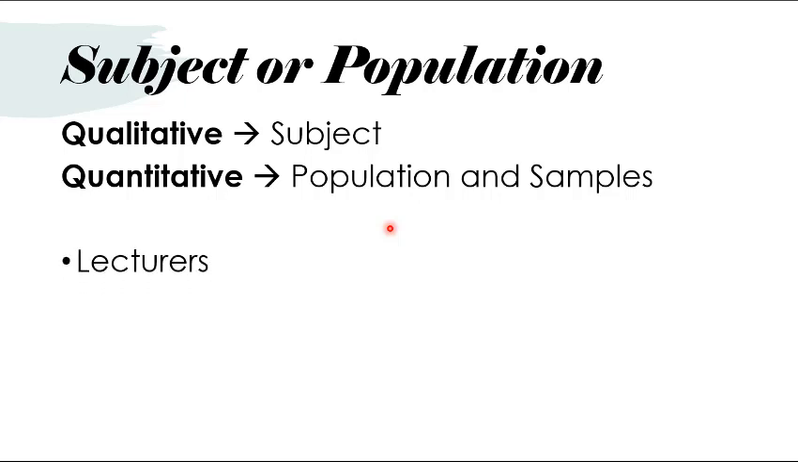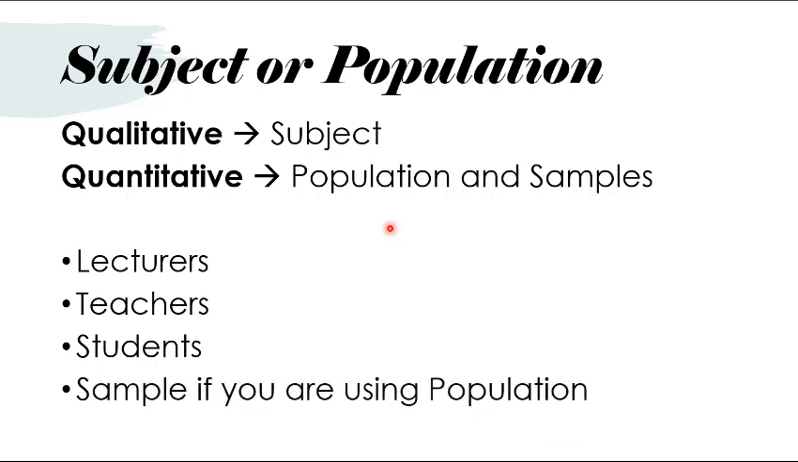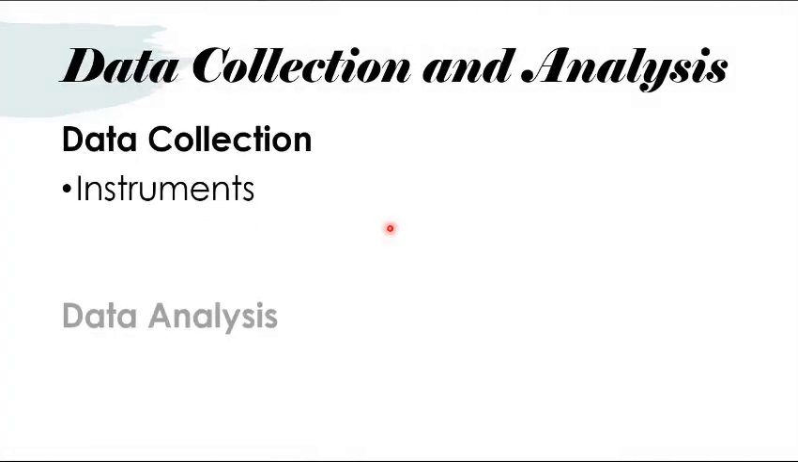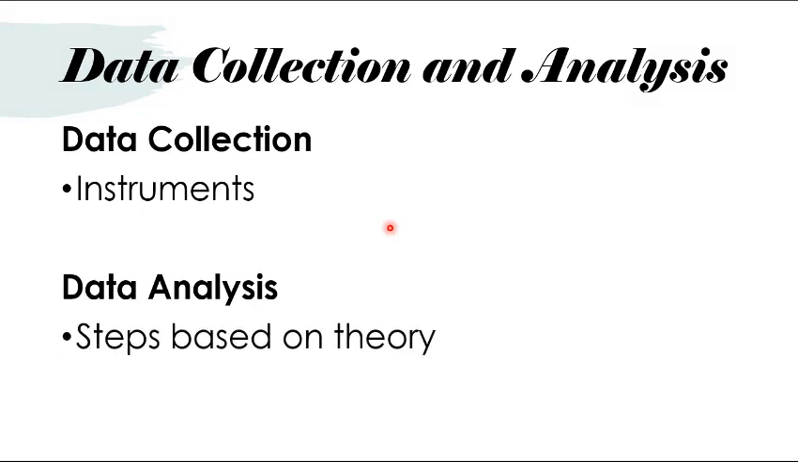Nah, contohnya adalah can be lecturers, can be teachers, can be students, seperti yang dibahas di materi yang sebelumnya. Remember, sample if you are using population, hanya untuk yang population, dan itu untuk kuantitatif. Okay, what about the data collection analysis? So here we have the data collections. Di dalamnya otomatis we have to provide the instruments. In our data analysis, kita harus include this one, the steps based on theory. Jadi jangan ngasal. Jadi kalau misalnya kualitatif, stepnya apa, kuantitatif, stepnya apa. It should be based on theory.